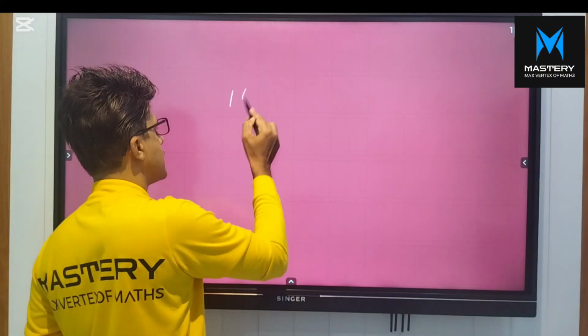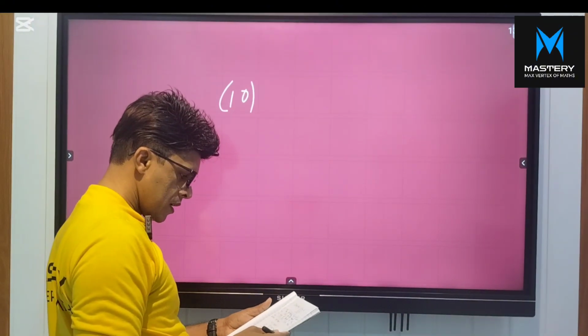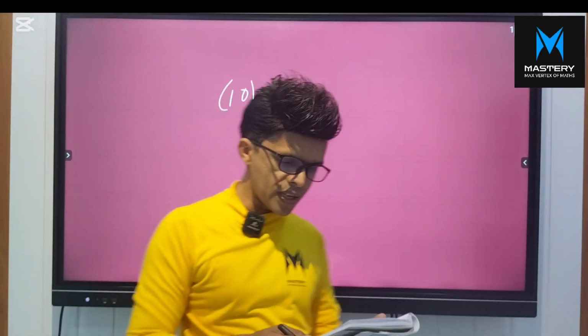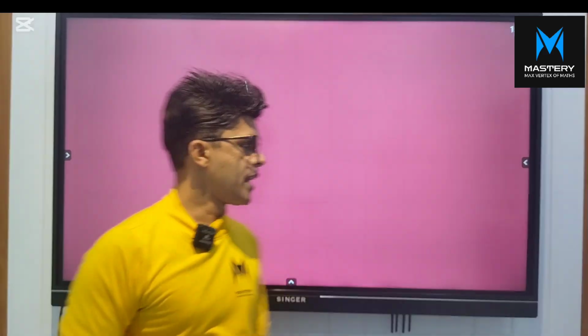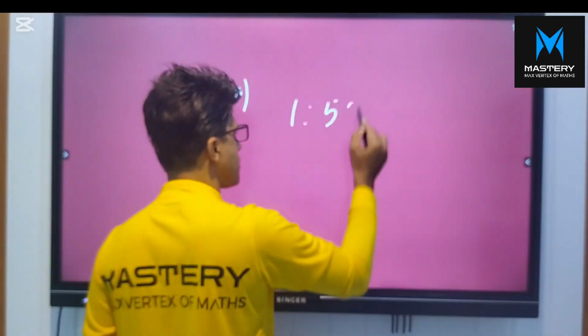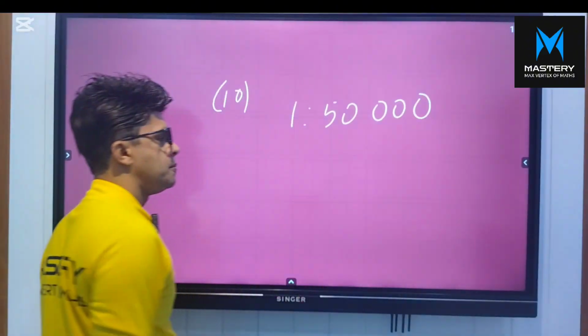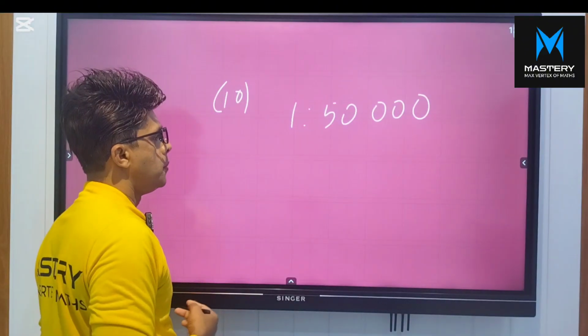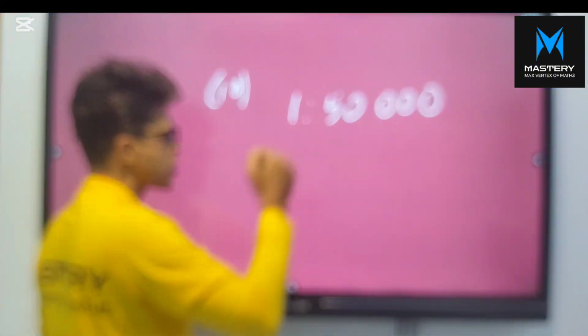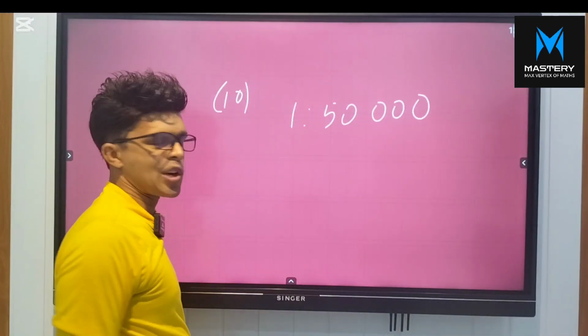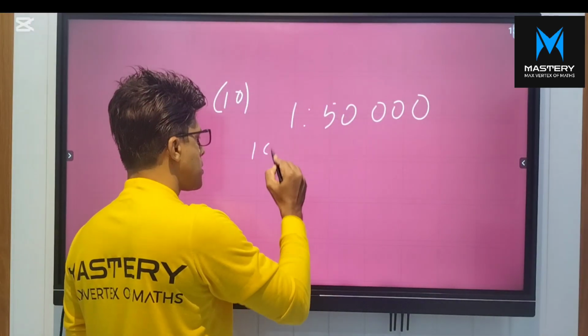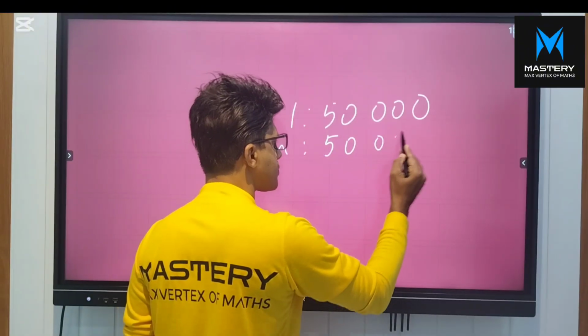The next question, 10th question. The distance between two cities on a map is 4 cm. The given scale here is 1 to 50,000. You need to find the actual distance between these two points. When it comes to a map, it is related with scale diagrams, right? This is the ratio. We need to find the scale. So this means 1 cm represents 50,000 centimeters.